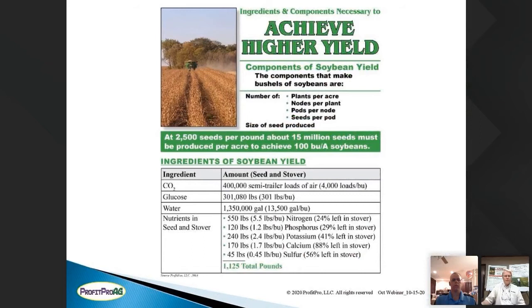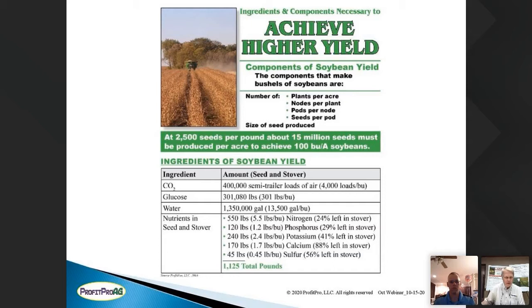On soybeans, if we're looking at a 100 bushel soybean crop, you have to produce about 15 million seeds, and it's the number of plants per acre, nodes per plant, because nodes hold pods, number of pods per plant, and the size of the bean in the pod. It takes, believe it or not, 4,000 semi-loads of air to build 1 bushel of soybeans, or about 300 pounds of glucose per bushel. If you've never heard this, you're probably saying that's impossible, but that's true.